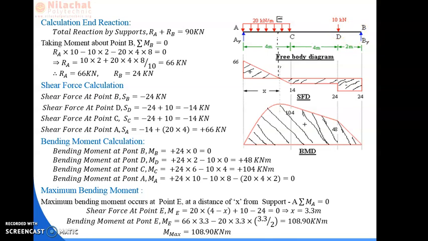Now we have to first of all calculate the reaction forces at the supports due to the applied load. There are two loads, 10 kN and 20 into 4, that is 80 kN. So the total applied load is 90 kN. Total support reaction is equal to RA plus RB.